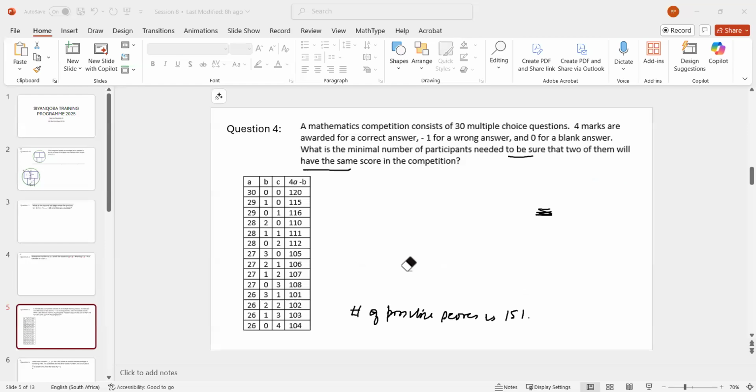But if you have 152 participants, there's no place for the 152nd score to be put in. All 151 are occupied. So the 152nd score will have to be one of the ones which have already been counted. And that will make two of them have the same score. You see, so if there are 152 people, then it'll work. So one of the possibilities for the number of participants is 152. Now I'm saying one of the possibilities, and that is because I don't know whether all 151 scores are possible.